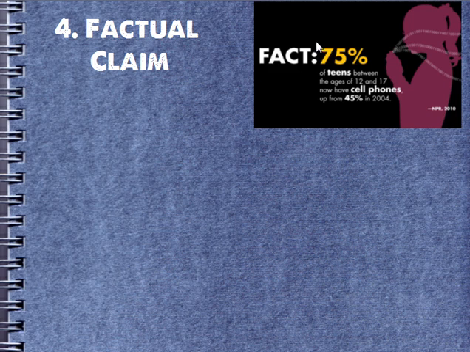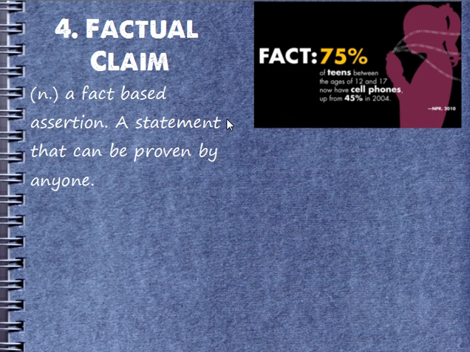So this is telling me right out it's a fact, but I could also identify it as a fact because, first off, I don't see any sort of feeling words or emotion words. 75% is a number, and this statement gets really specific. Teens between 12 and 17, not just all kids, and not all devices. It's just talking about cell phones. It even gives me a year, so I could go back and check, or I could do a news survey to see how this compares. In other words, I can prove this, and that's what's special about facts. A factual claim is a fact-based assertion, a statement that can be proven by anyone.